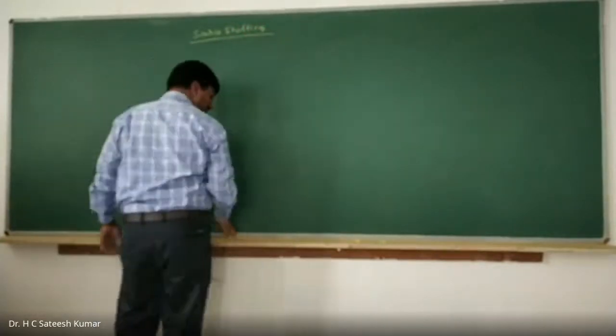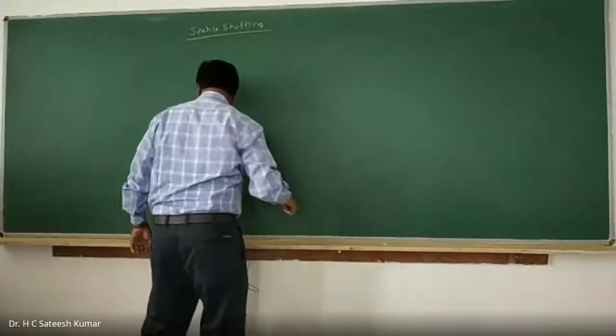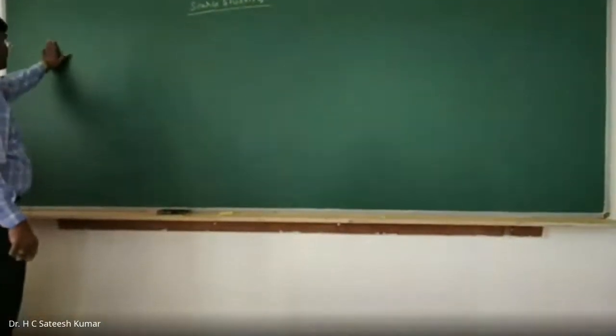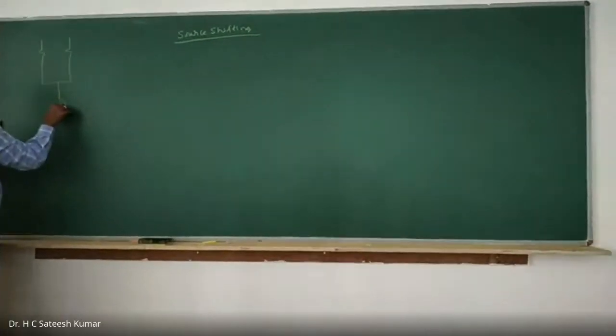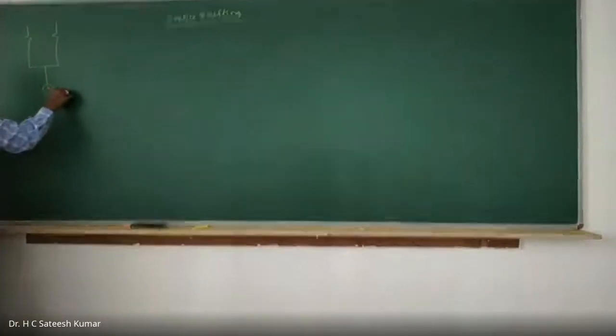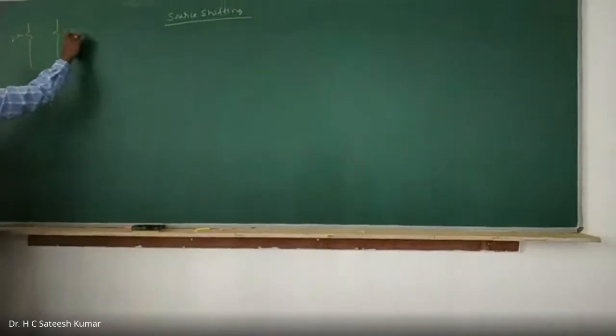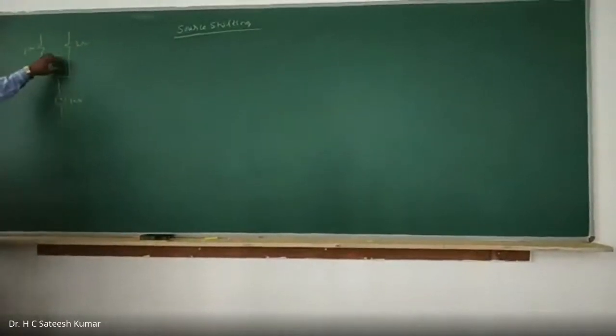What is this source shifting and why do we need that? Let us say I have a circuit like this. Plus minus. Let us say 10 volts. This is some 2 ohms. This is 3 ohms. Okay, right. See, if there is a resistance in series with the voltage, we can simplify it.